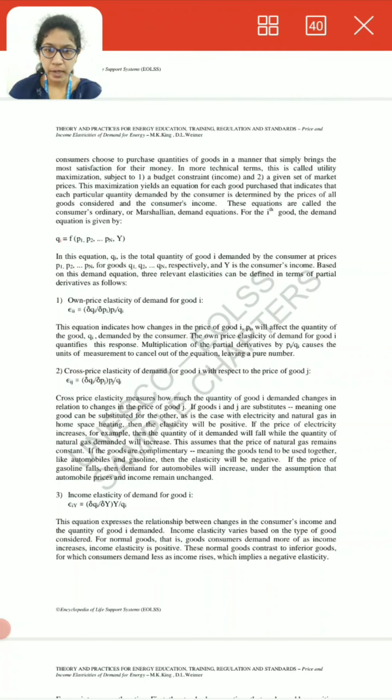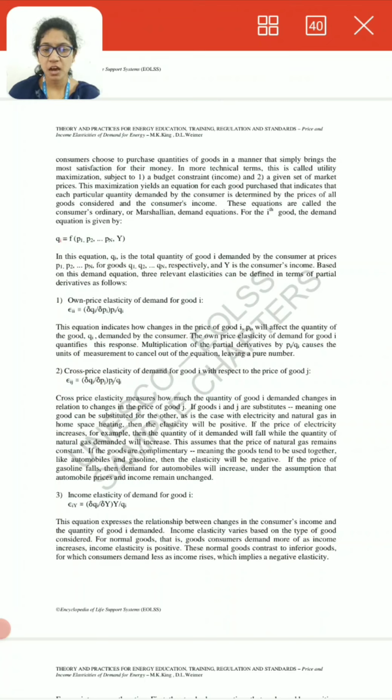Second, the cross price elasticity of demand for good i with respect to the price of good j. Cross price elasticity measures how much the quantity of a good demanded changes in relation to changes in the price of another good. If the goods are substitutes, meaning one good can be substituted for another, as is the case with electricity and natural gas in home space heating, then the elasticity will be positive.